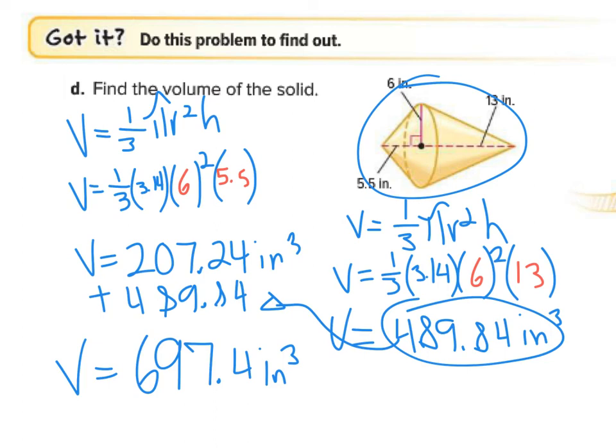But when I don't use the function pi on my calculator, and I simply use 3.14, I get 697.01 inches cubed. So both of these answers are acceptable because they are both an estimate. So the line should really look more like this. The equal sign should be more wavy.